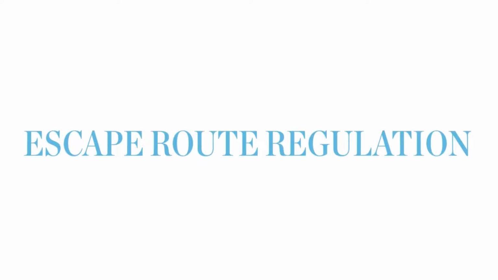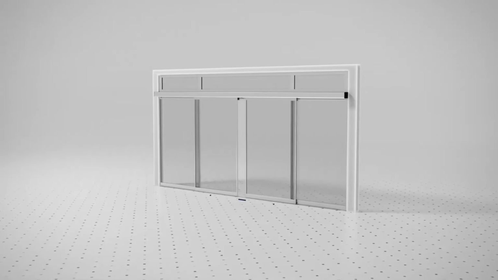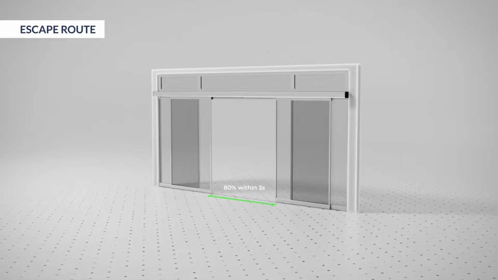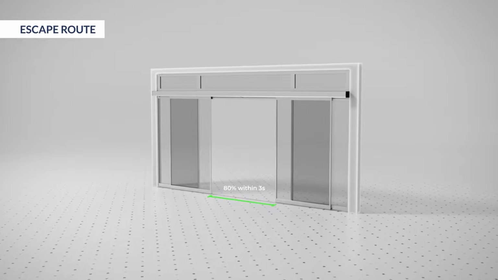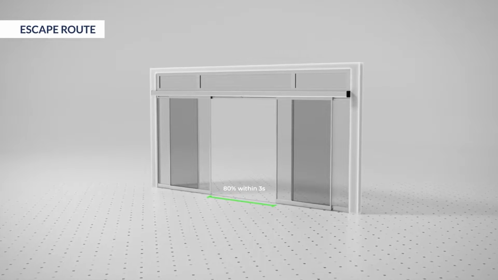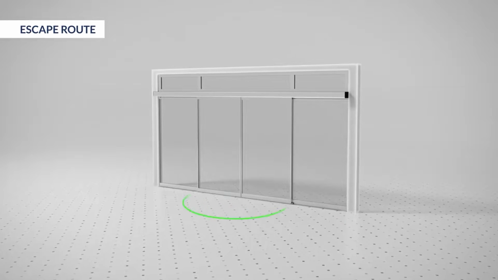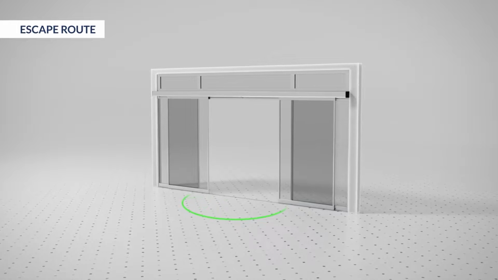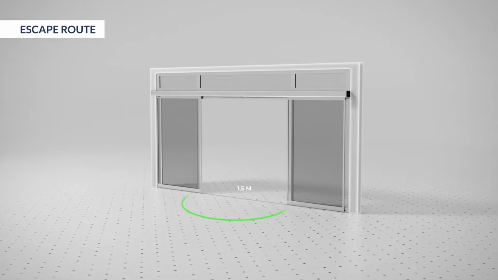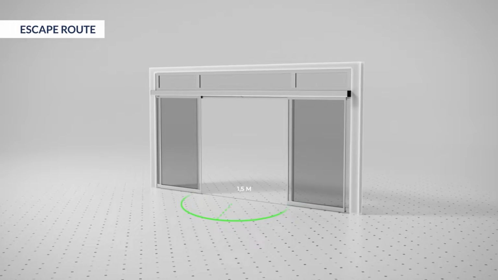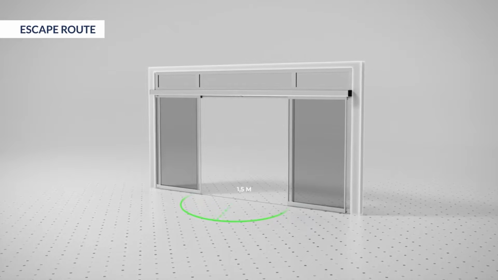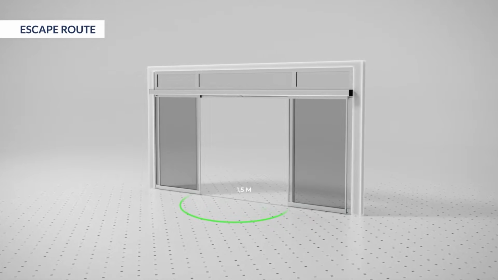Moreover, escape route regulations vary from country to country. Regarding the solution you use in your environment, make sure that the door will open by 80% within 3 seconds after activation. Make sure to install a certified escape route radar to activate the door. The detection zone in the escape direction shall be not less than 1.5 meters, measured from the center of the opening width of the door set, and shall cover at least the entire opening width of the door set.